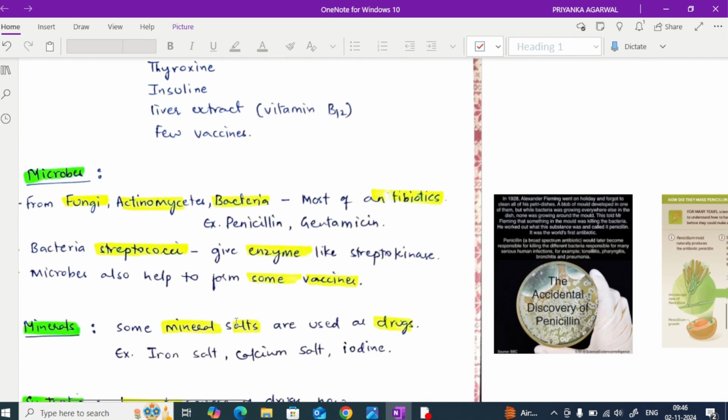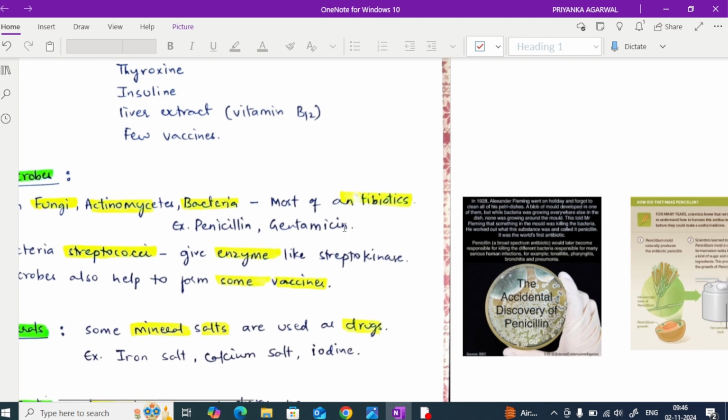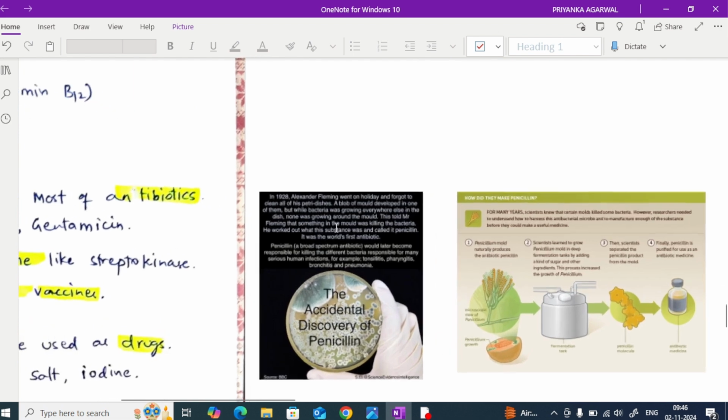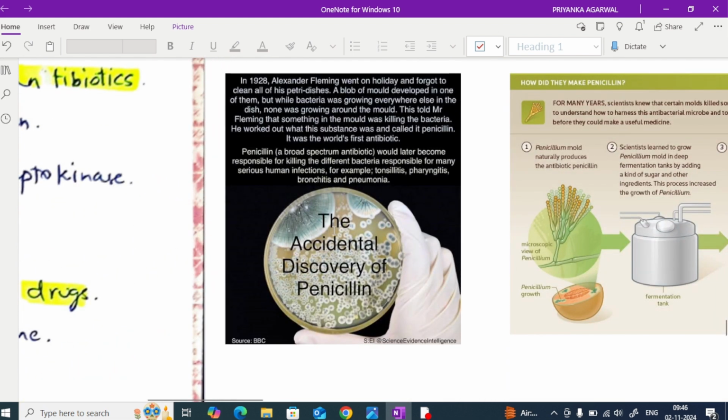Next is microbes. So microbes like fungi, actinomycetes, bacteria, they generally give our most of the antibiotics like penicillin and gentamicin. Okay, so this is something very interesting here. So how did we get our penicillin? So they say it is an accidental discovery of penicillin.